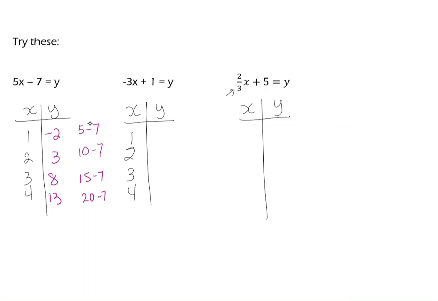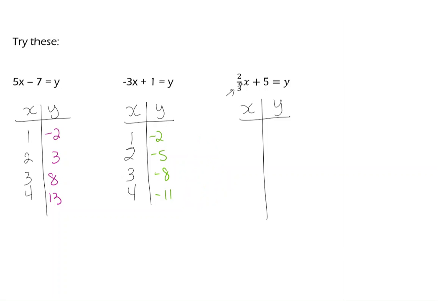In the second case, again, I've just chosen 1, 2, 3, 4. And I'm choosing those numbers because they're nice and easy, and also there are no fractions in my equation. So those are good choices. So I'm going to have -3 plus 1, so we've got -2. -6 plus 1, which is -5. -9 plus 1, which is -8. And -12 plus 1, which is -11. So those would be the coordinates that I would need for this second one.